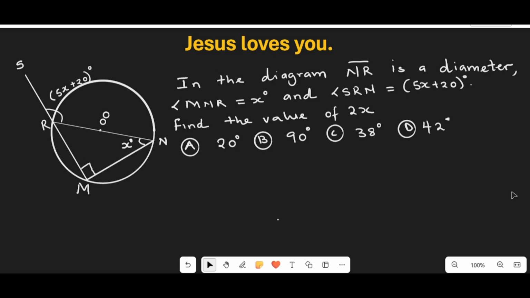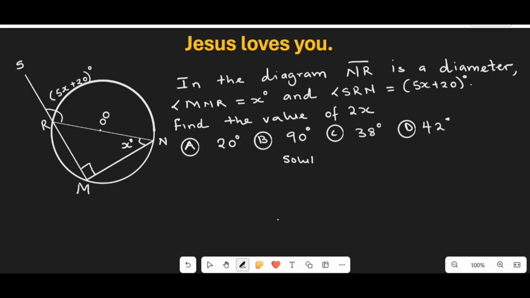Welcome back to Teacher B. Today we are solving a smart circle geometry problem using the exterior angle of a triangle theorem and a key property of a diameter. Let's dive in.